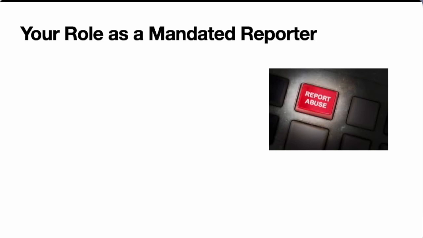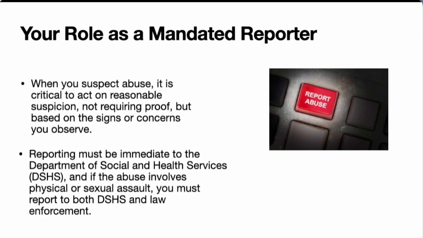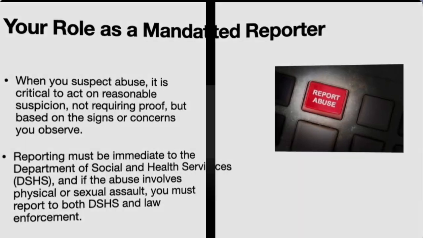Your role as a mandated reporter. When you suspect abuse, it is critical to act on reasonable suspicion, not requiring proof, but based on the signs or concerns you observe. Reporting must be immediate to the Department of Social and Health Services, DSHS, and if the abuse involves physical or sexual assault, you must report to both DSHS and law enforcement.